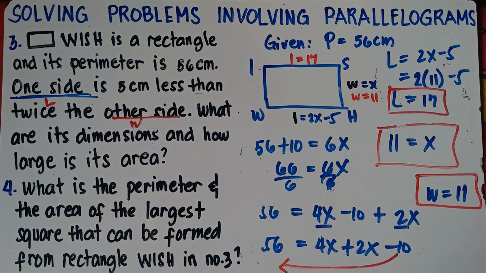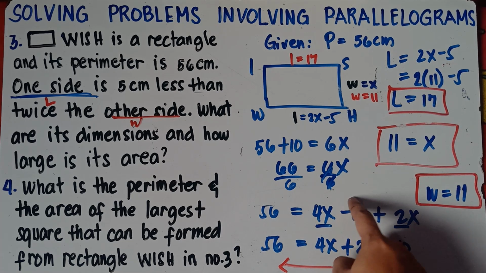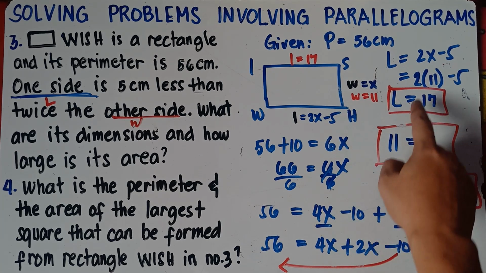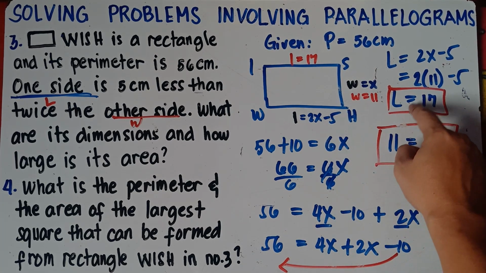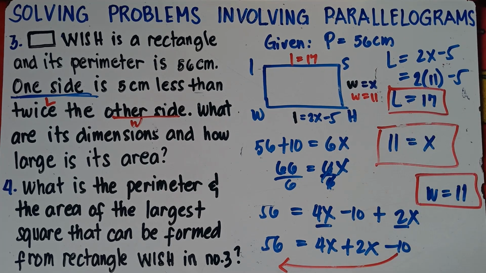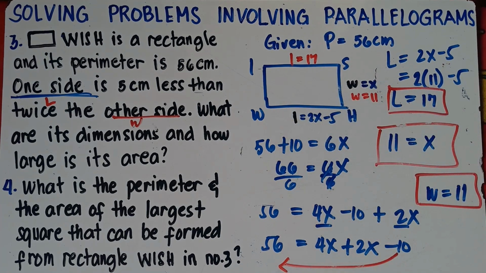Alright, so we have the dimensions. We're not yet done because we're told to find the area, how large its area is. I hope you're still with me, class. So we have the x value, that is 11, and this 11 is our width, and our length is 2x minus 5. 2 times 11 is 22, minus 5 is 17. Therefore our length is 17. So we have 11 for the width and 17 for the length.